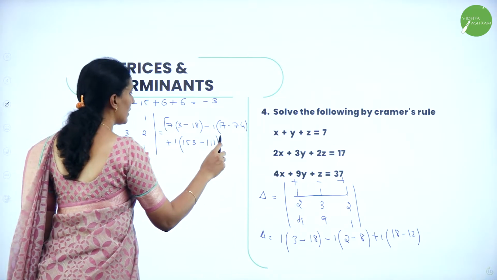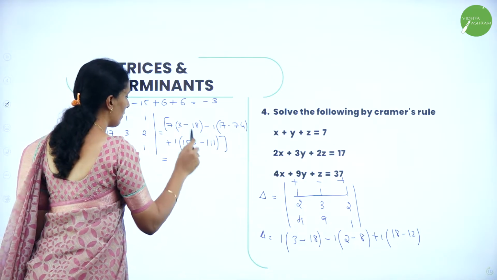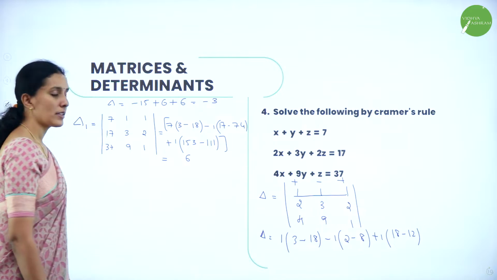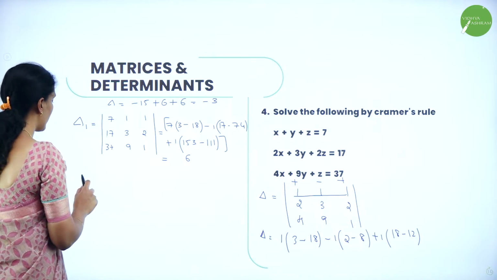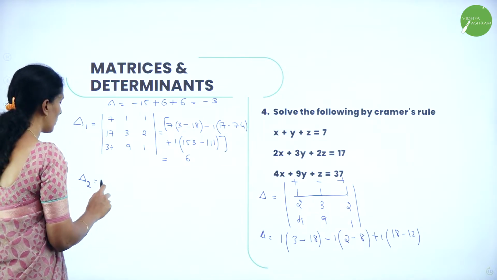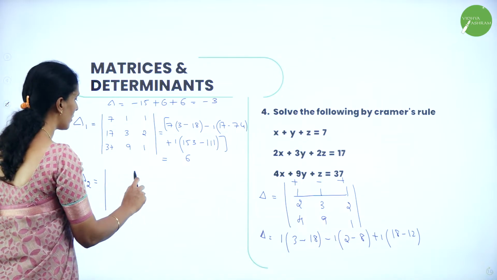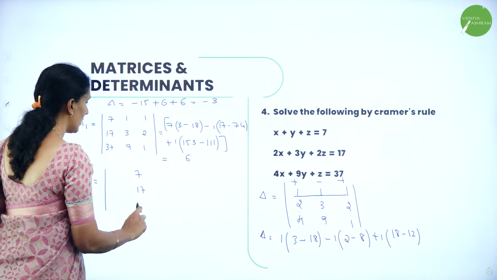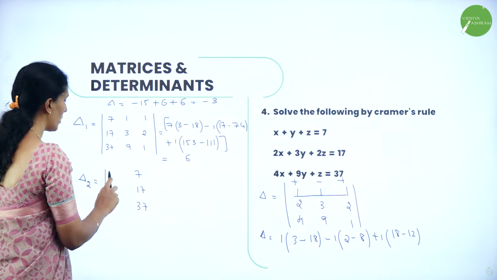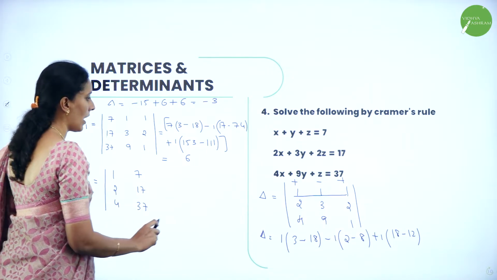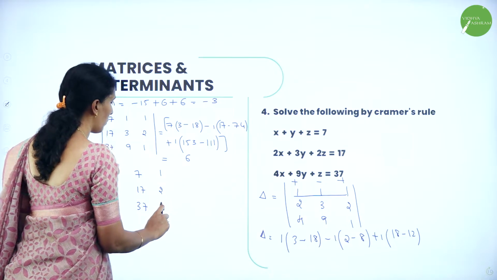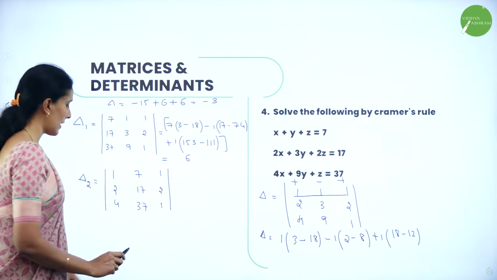So on solving this, we will get the value as 6. So this is delta 1. Next, let's calculate delta 2. Delta 2 is replace coefficients of y with 7, 17, 37. X coefficient is 1, 2, 4 and y coefficient is 1, 2, 1. Again, let us expand this.